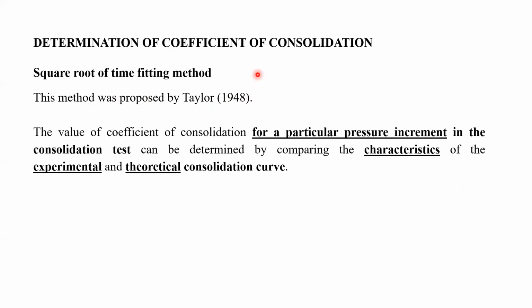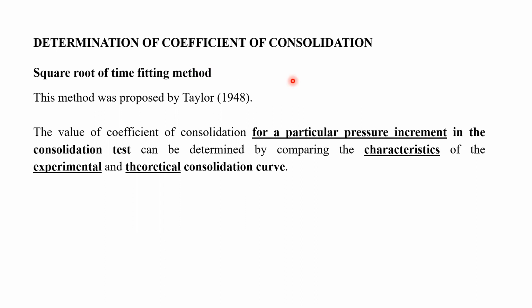So we shall talk about the square root of time fitting method. This method was proposed by Taylor in 1948. How can we determine Cv, the coefficient of consolidation, by the square root of time fitting method? Here we can see how we can determine the coefficient of consolidation during the consolidation test.